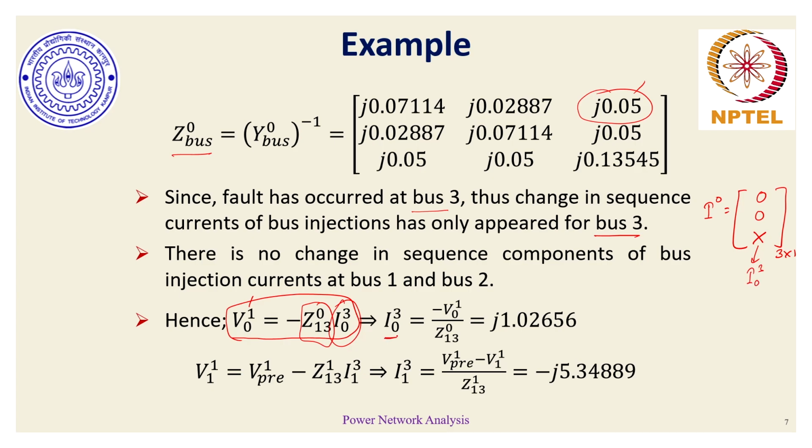So by doing so, we can find the sequence currents which are non-zero at bus 3, because for other buses the fault has not occurred. So by using the corresponding zero sequence network and positive sequence network, which is an active network, and that's the reason why for zero sequence there is no source present. For positive sequence network, we have an active source. Since the network is unloaded, V1 pre would be equal to 1 at an angle 0 degrees.